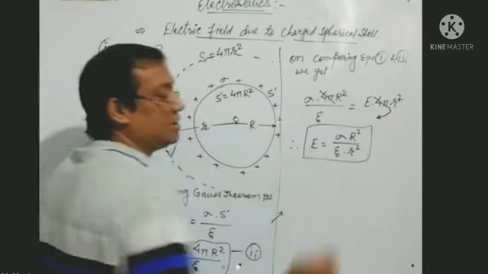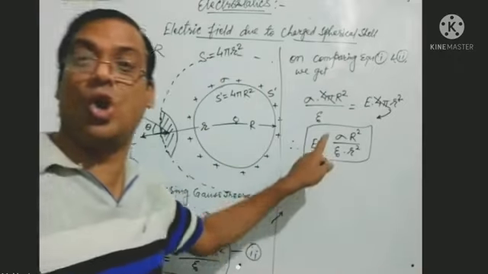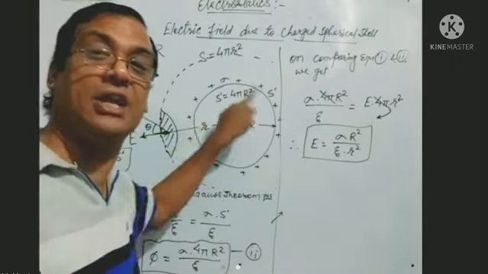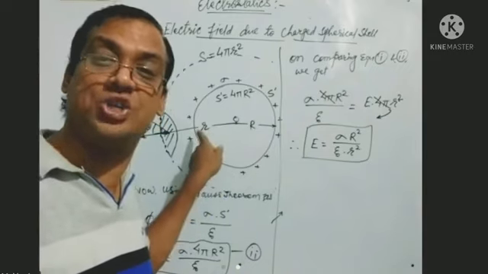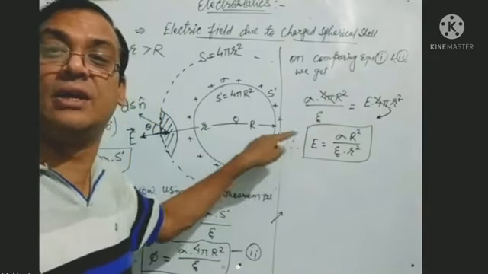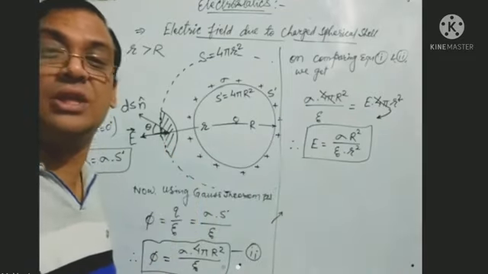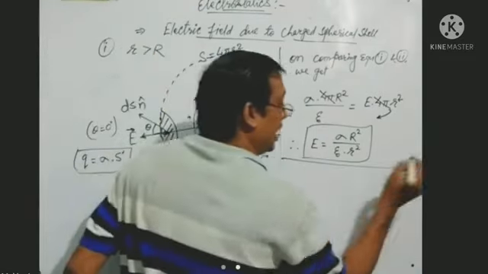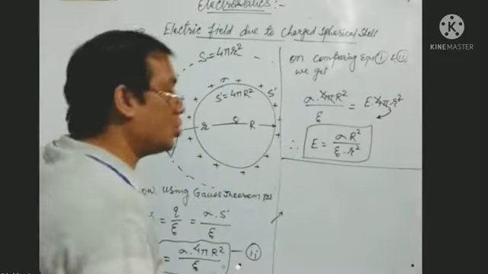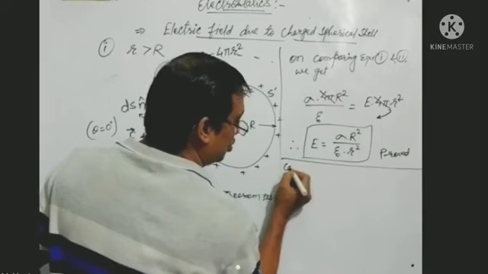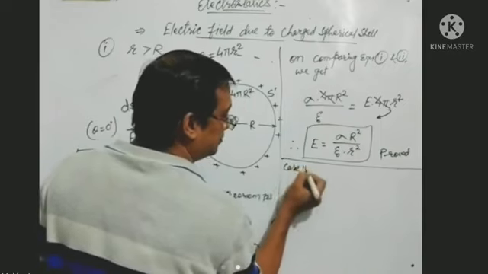Finally, we will get the relation for electric field when the point is taken outside the charged body. So we will get the electric field outside here somewhere. So this is the formula. Now we'll take out the case number 2. What is case number 2?